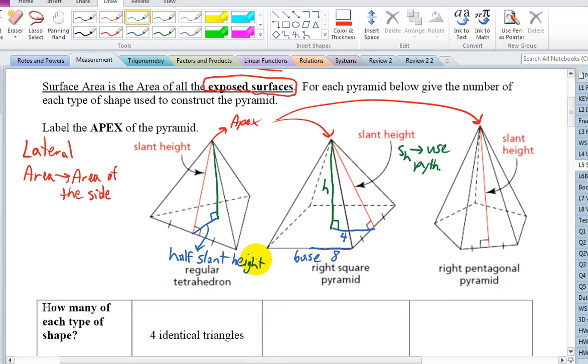Now we're going to need this for volume. Sometimes you're going to be going back and forth. Right now, we're going to start off pretty simple, give you the numbers. But remember, to find the slant height, you might have to use Pythagoras. If you're stuck, to find the slant height, you might have to use Pythagoras. I find if I say that, you actually think. Anyway, sorry.